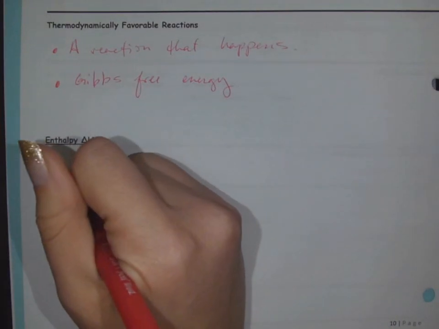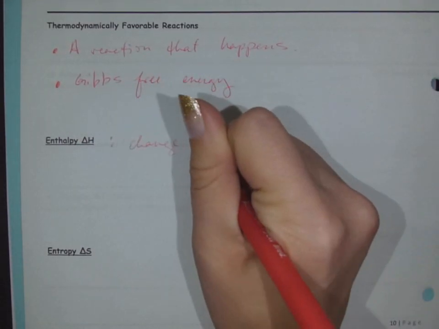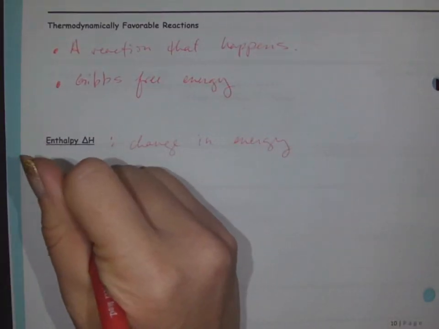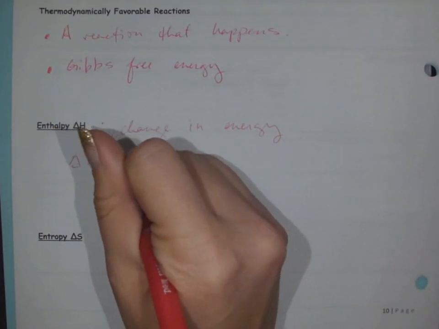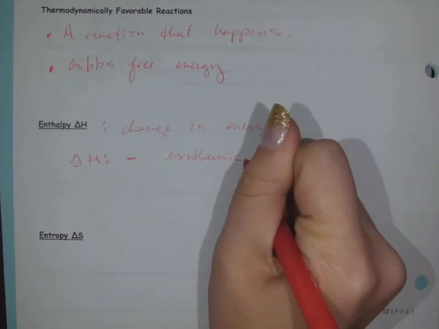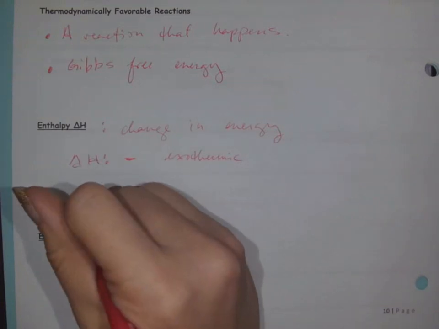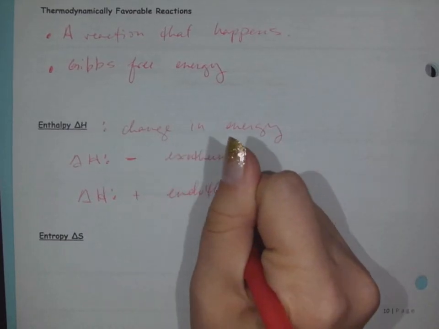Okay, enthalpy, entropy. So first off, just a reminder about this. Our enthalpy is a change in energy. Okay, a change in energy. And if our delta H value is negative, then that means it was an exothermic reaction. Heat was released. It was lost by the system, released to the surroundings. Exothermic. If we have a delta H that's positive, then it's endothermic.